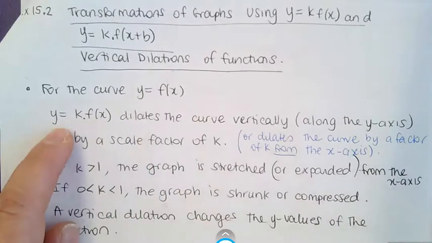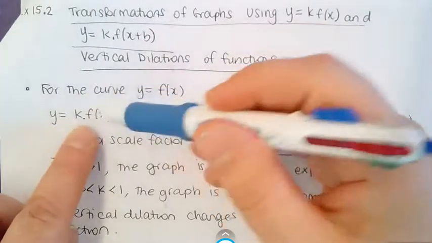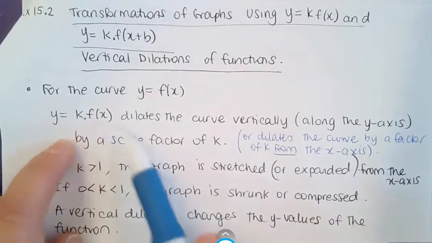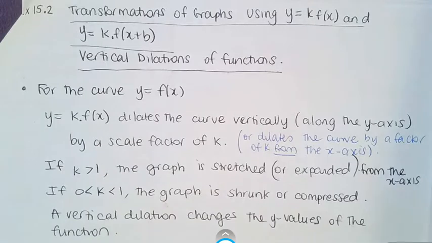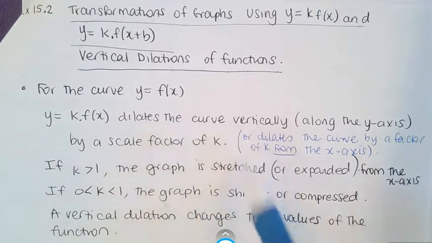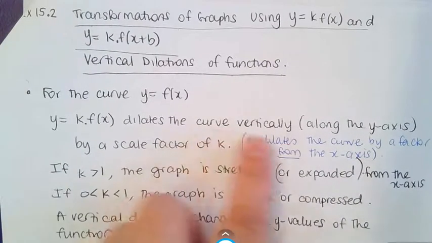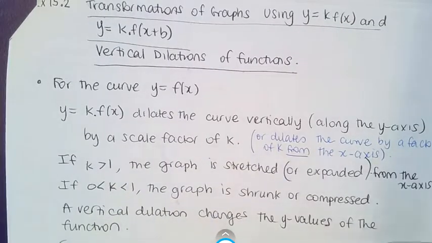So it's like if you've got x squared, we've now got 2x squared. It makes it steeper, or 4x squared. That's what we looked at last lesson. So we just have to be very careful here with the language. You just need to listen very, very carefully. This dilates the curve vertically along the y-axis, so it stretches it up.